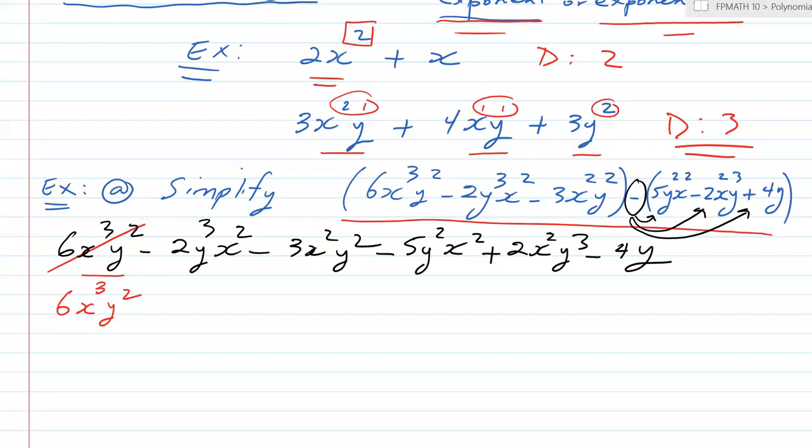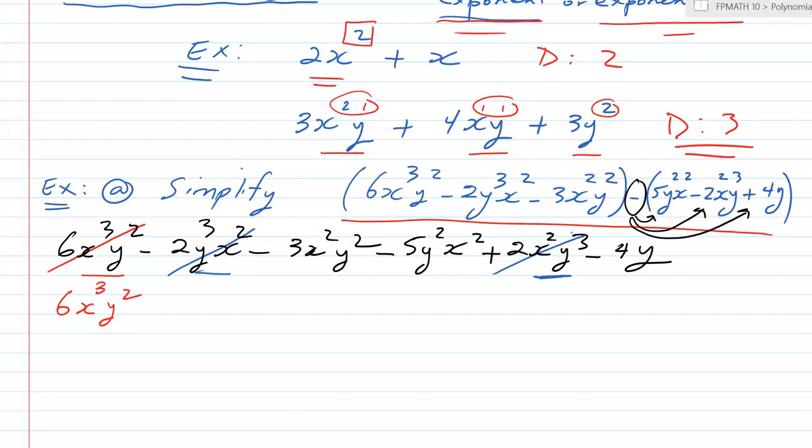Very good. Next one, it is y cubed x squared. Look, this one is actually y cubed x squared. It's just that the commutative law is taking effect, but it's the same thing, y cubed x squared. So there's a minus 2 plus 2. That cancels out. That means it subtracts away, becomes 0. So that's gone. Bye-bye.